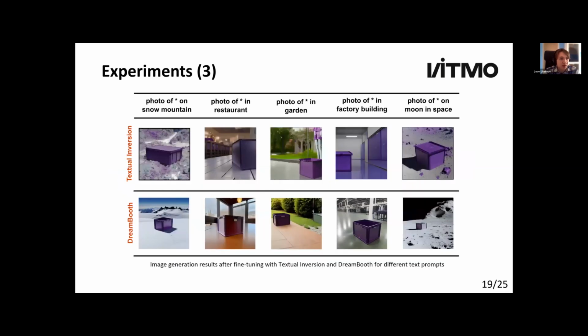And this is the result of our experiments for textual inversion and Dreambooth. There are 5 different prompts, and the first row is the results for textual inversion, and the second row is results for Dreambooth. And as you can see, as in the Dreambooth paper, the results for Dreambooth are more accurate for object representation and more accurate for scene representation.